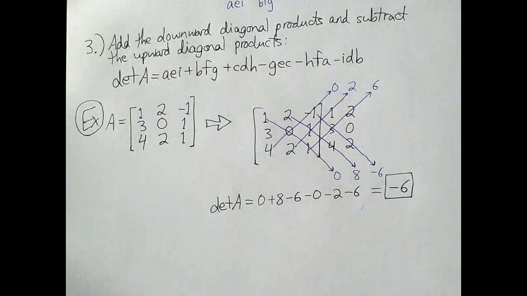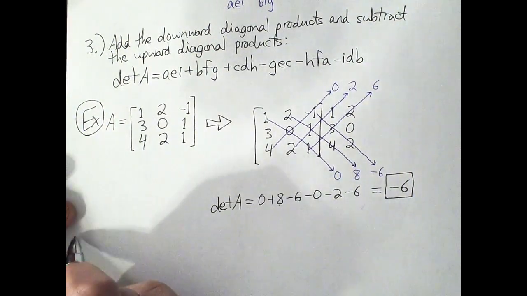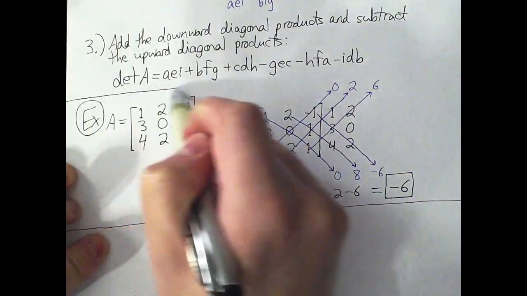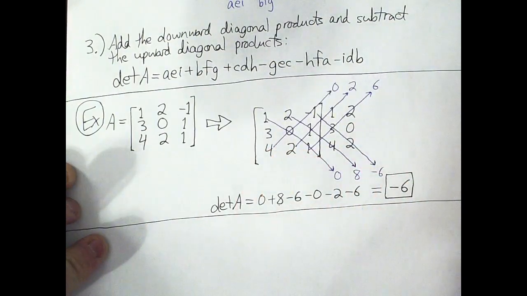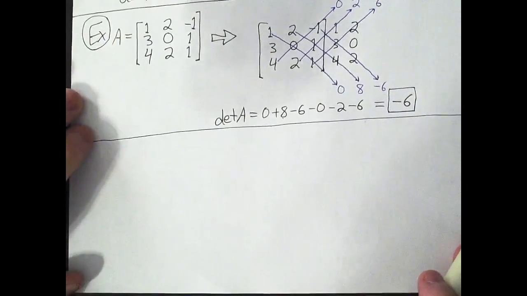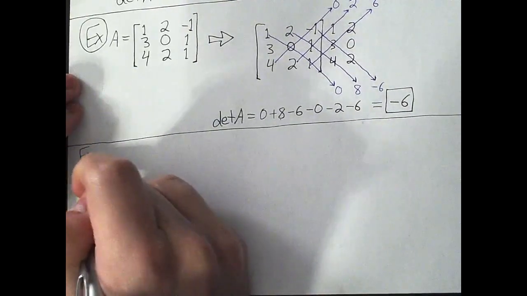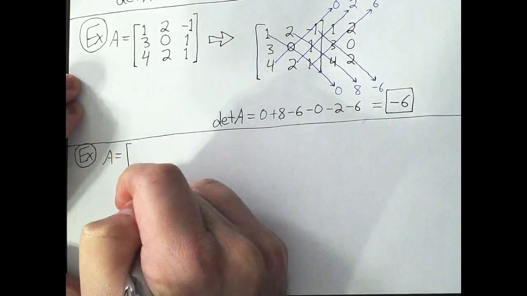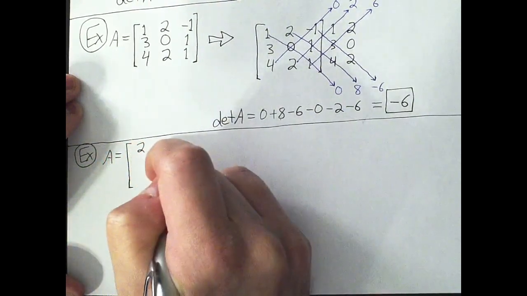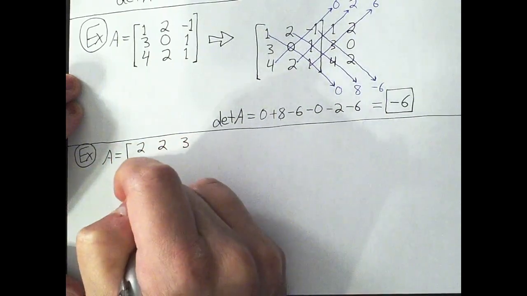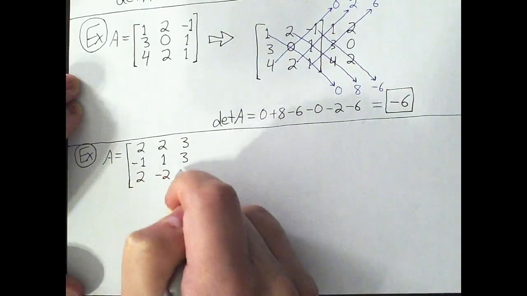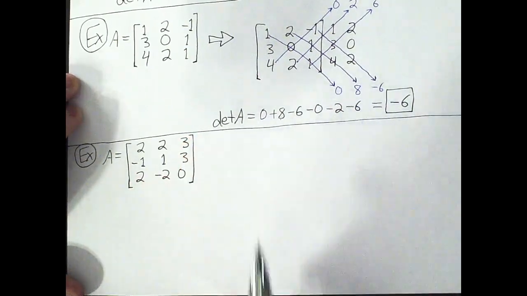All right, let me give you one to try. And I'd like you to try this method. In the future, I'm not going to specifically force you to use this method, but for right now, I would like you to try it out to see that you understand it and see if you like it, and that way you can decide if you want to use it in the future. 2, 2, 3, negative 1, 1, 3, 2, negative 2, 0. Okay, I'd like you to find the determinant using this method.